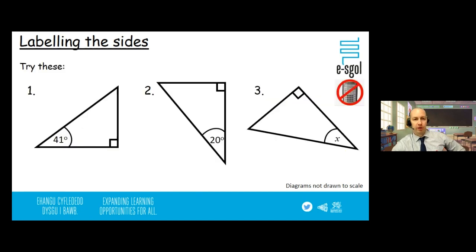So if we have a look at these three triangles, we can see where the angle is marked. What I'd like you to do is have a go at labeling the sides. So maybe pause the video for a moment, have a go at labeling the sides with H for hypotenuse, O for opposite, and A for adjacent. And I'll come back on in a second to run through the answers.